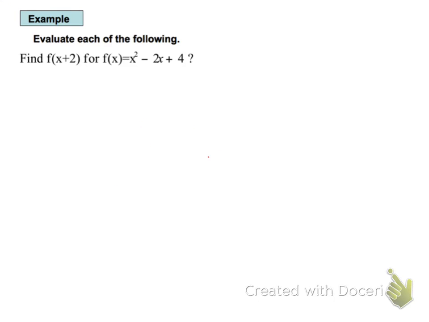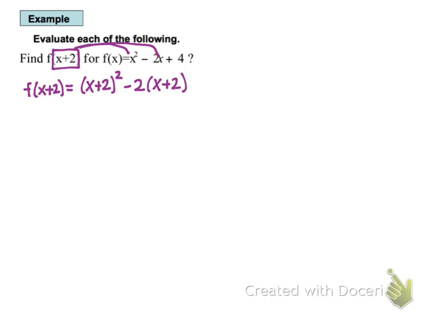Let's go ahead now and make it a little bit harder. So now in this case, we're going to continue to evaluate, only now we want to replace x with x plus 2. So wherever we see an x in our equation, we're going to replace it with x plus 2. So it looks like we have to put it into two different spots. So we'll say f of x plus 2 equals x plus 2 squared minus 2 times x plus 2.